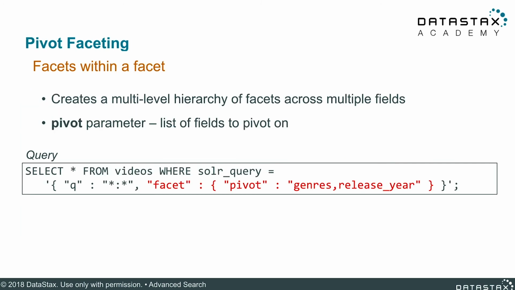Finally, pivot faceting is very similar to field faceting, but instead of specifying a single field, we specify multiple fields using the pivot parameter. What we'll get in return is a multi-level hierarchy of all the values across the specified fields. As you can imagine, for fields with many values, these results can be large. So be careful about doing this across too many fields or fields with too many values, since the results will grow exponentially and can cause some resource contention.